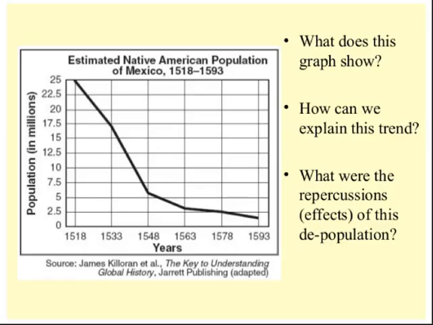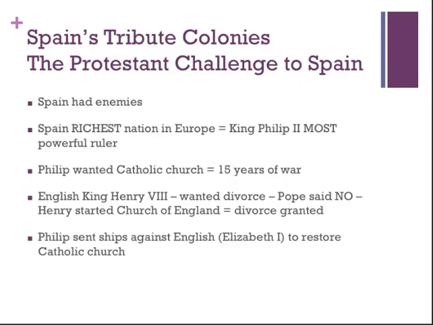Here we have a little graph that shows just how destructive the introduction of Europeans and some of their things was on the Native Americans. We can see by 1518 we're estimating about 25 million, and within less than 100 years that number is down to less than 2.5 million surviving Native Americans.